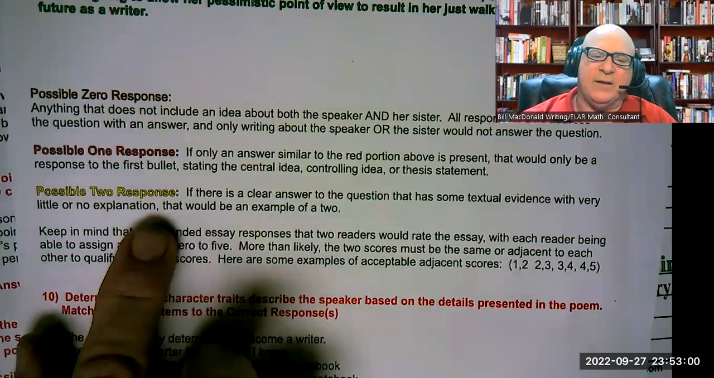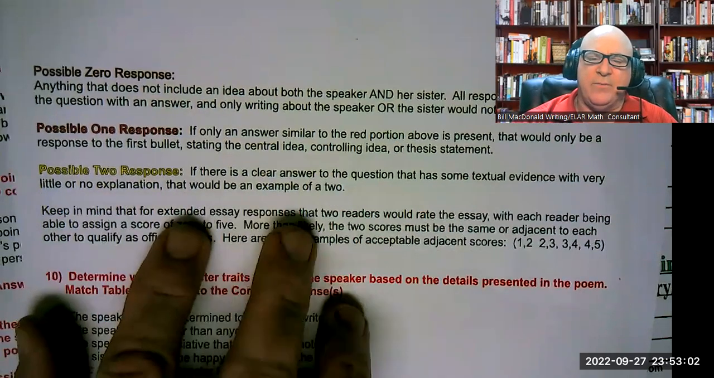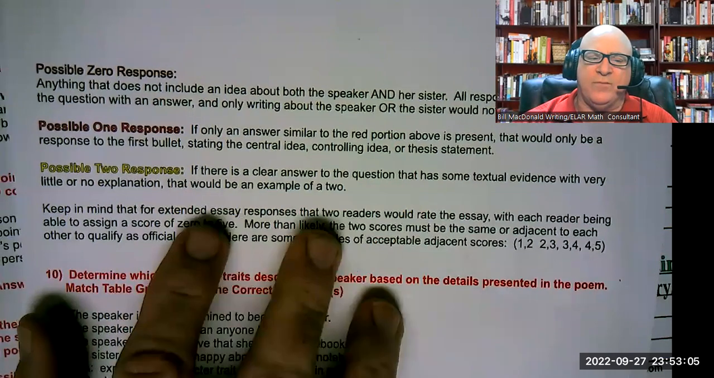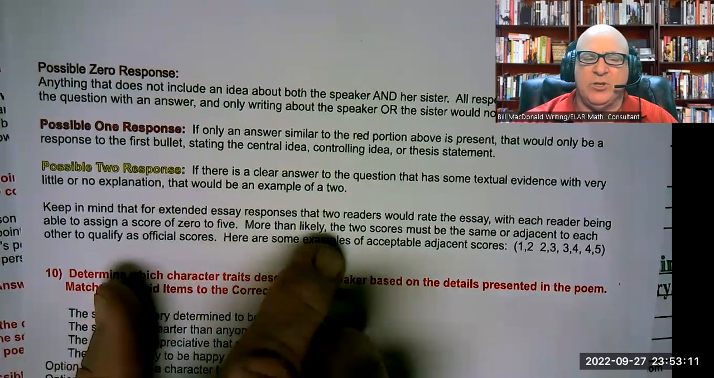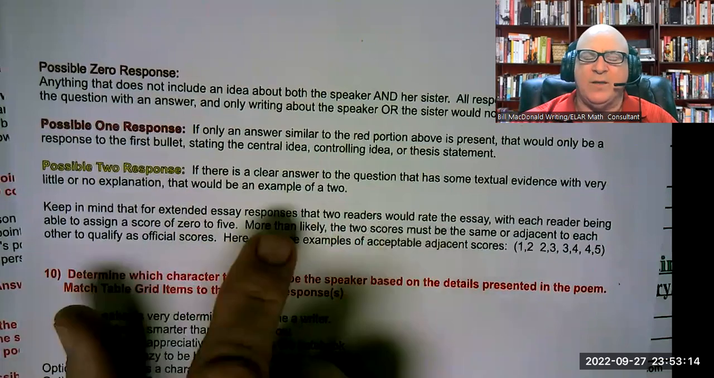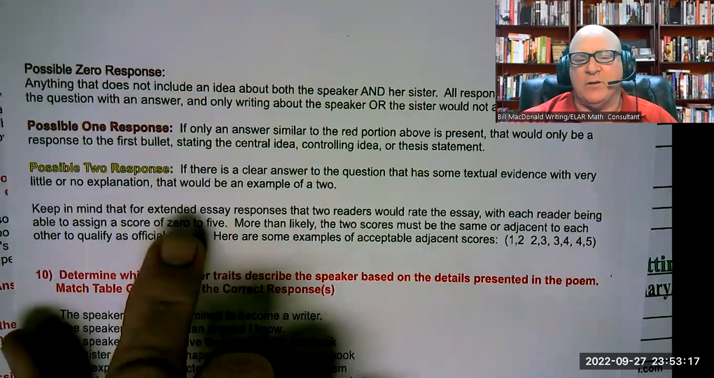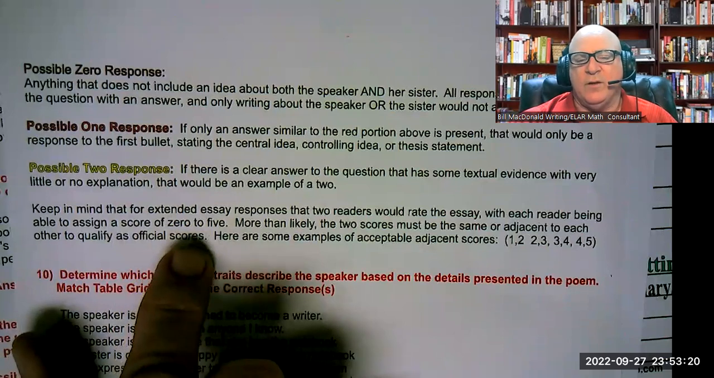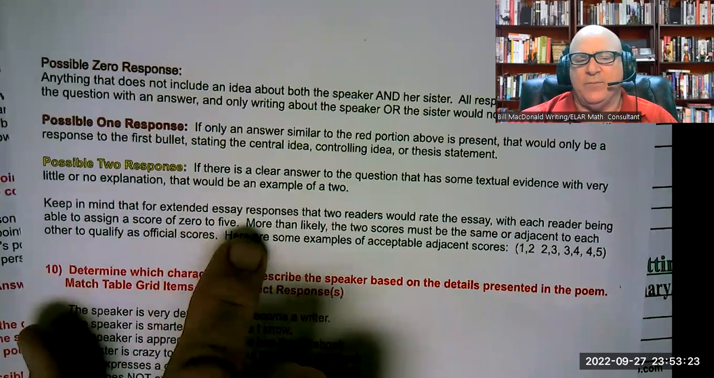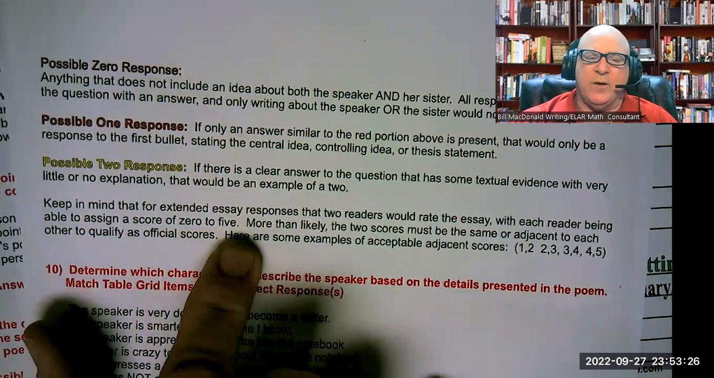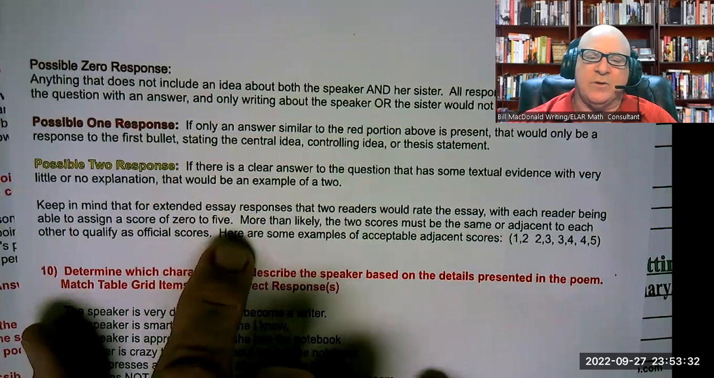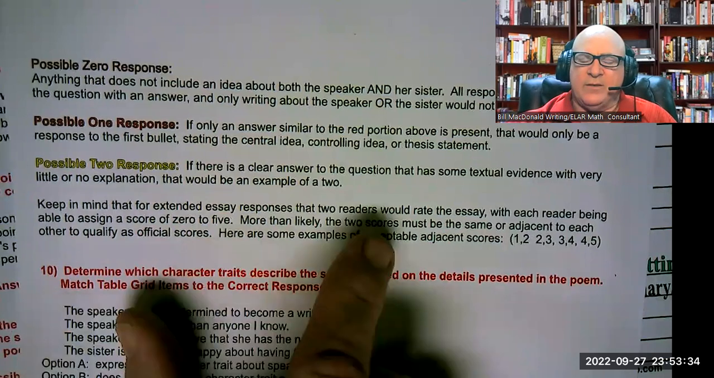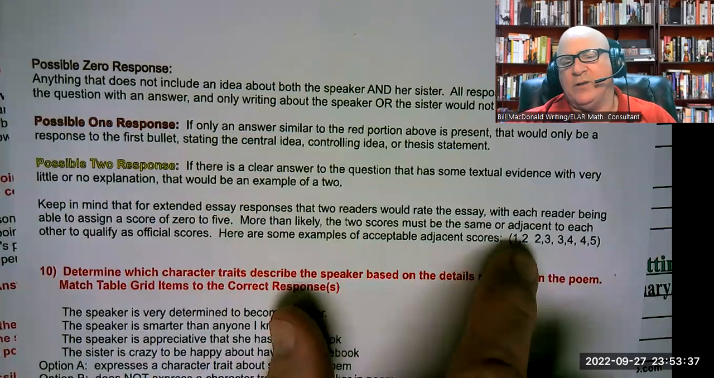Keep in mind that for extended essay responses, 2 readers would rate the essay, with each reader being able to assign a score of 0 to 5. More than likely, the 2 scores must be the same or adjacent to each other to qualify as official scores. That's the way that we've been doing it for the last several years on expository and persuasive. So because this is an informative expository response, more than likely it's going to fall under that same category. So here are some examples. The scores can be adjacent, meaning a 1 and a 2, a 2 and a 3, a 3 and a 4, and a 4 and a 5.